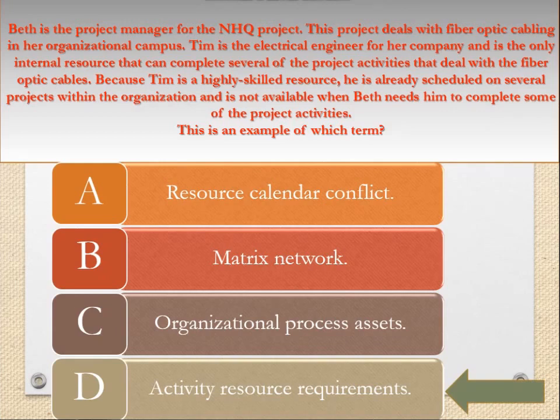Answer: D. Explanation. Because the activities in Beth's project require Tim and his skills, this is an example of an activity resource requirement. The resource constraint would also have been an acceptable answer. Answer option B is incorrect. This may be a matrix organization, but matrix network is not a valid project management term.